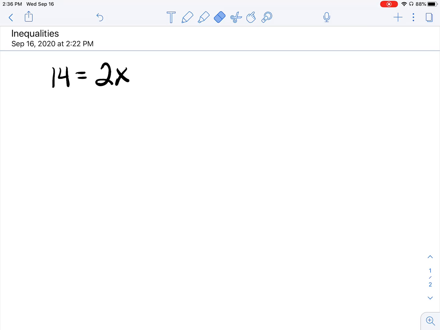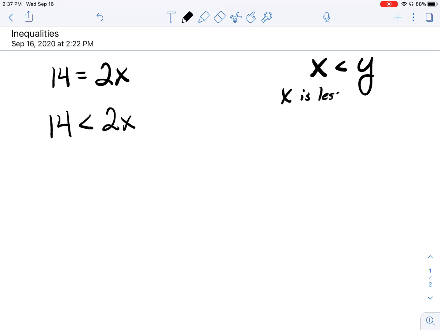And so I might have a situation where I want to know when this will be true. And so that is a different symbol. That is not a symbol of equality like the equal sign is. That is the symbol of inequality. And so just to review the various symbols for inequality, we may have x, y. So this means that x is less than y.